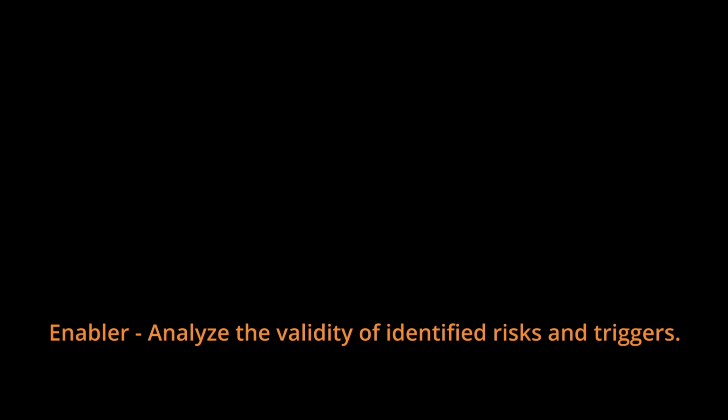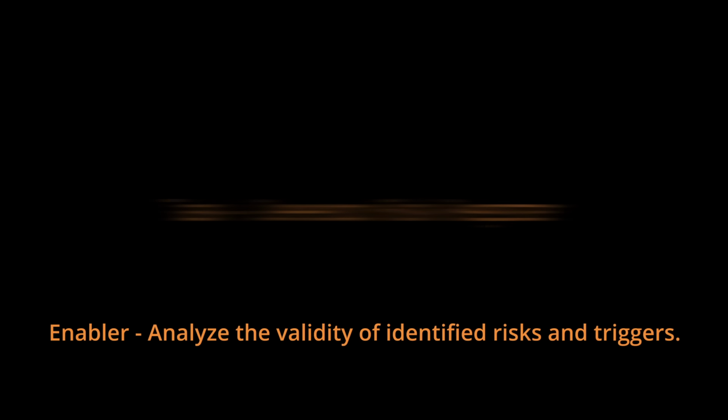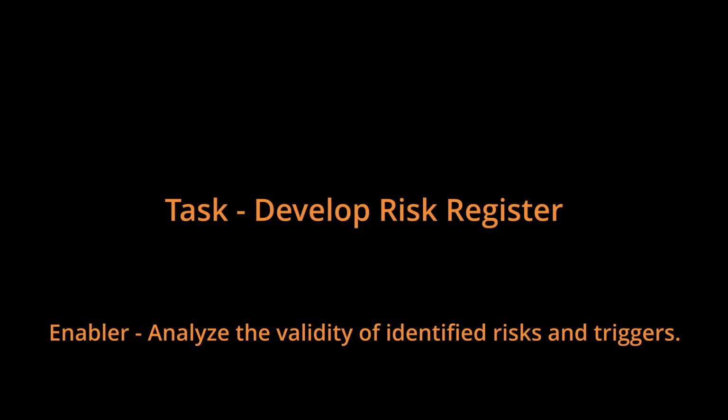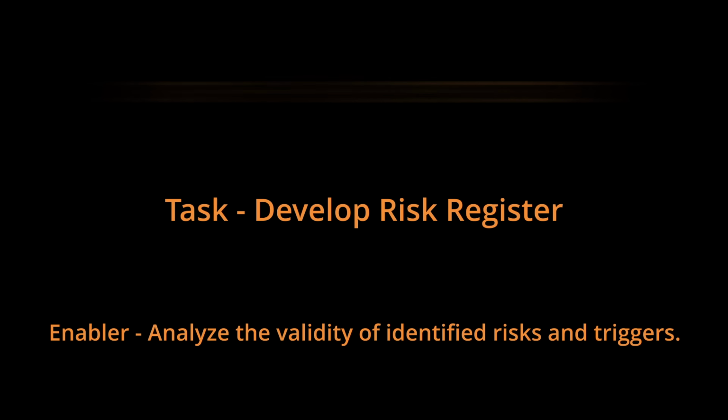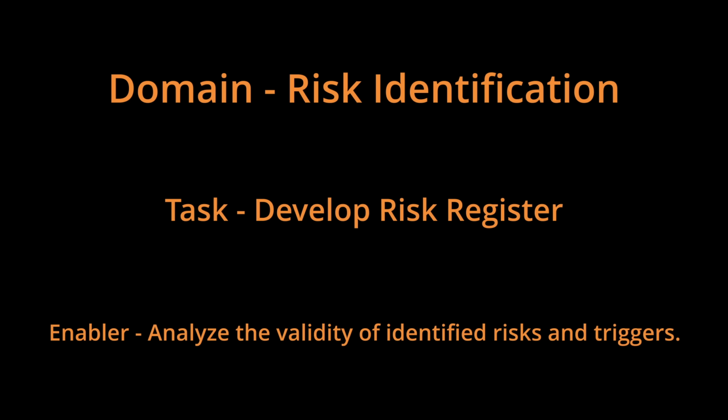PMI starts with an enabler. Let's say, analyze the validity of identified risks and triggers, which falls under the Develop Risk Register task. Then they create a realistic scenario where you need to apply this knowledge about the risk register when it comes to risk identification and understanding the validity behind each risk as it's added to the register. Then they write a situationally based question. The question might look something like, you're managing a construction project and a new regulatory requirement has been announced. What should you do first with your risk register? So you see how that works?